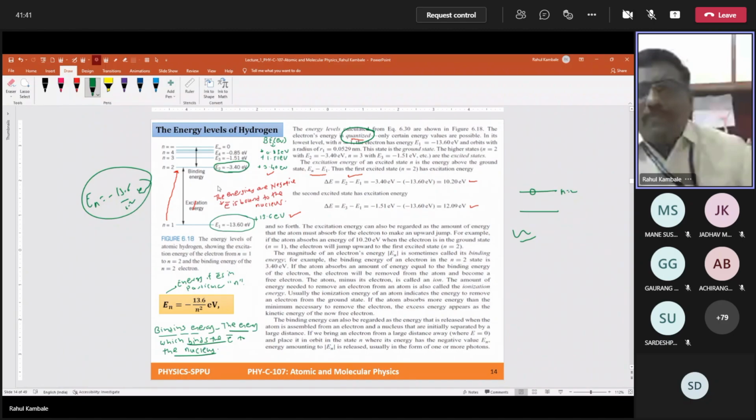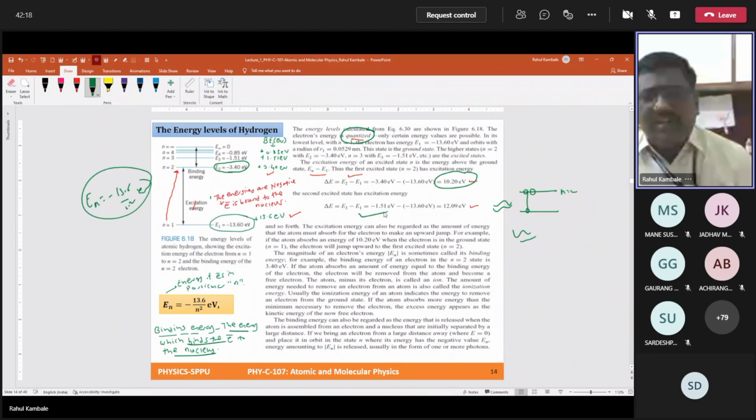If I take the difference between these two, it will definitely come out positive, because this is minus 13.6 and this is the other one. And in physics, we always do higher minus lower. So delta E is E2 minus E1. So minus 3.4 minus (minus 13.6) gives you 10.2 electron volt. This is the amount of energy required from this to this. If I give 10.2 eV, then the electron will go from the ground state to the first excited state, and the second excitation is like that.